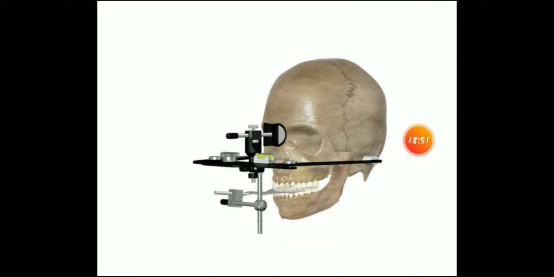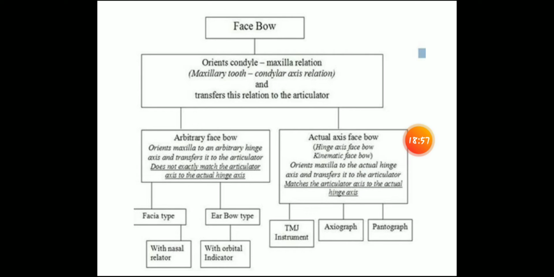So this is the face bow. You will have different face bows. Just get into it. See this flow chart, the face bow. If you know about the face bow, you will get to know about the orientation jaw relation completely. So it orients the condyle maxilla relationship, that is maxillary tooth condylar axis relation. Okay, and it transfers it to the articulator.